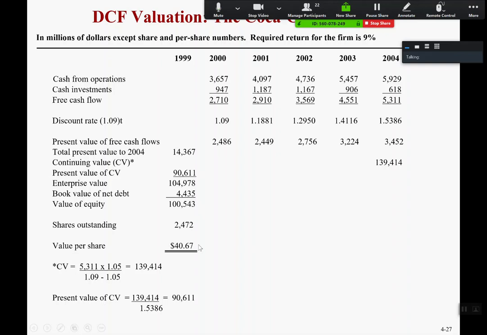This is how we could again compare the purchase price paid with an intrinsic valuation.